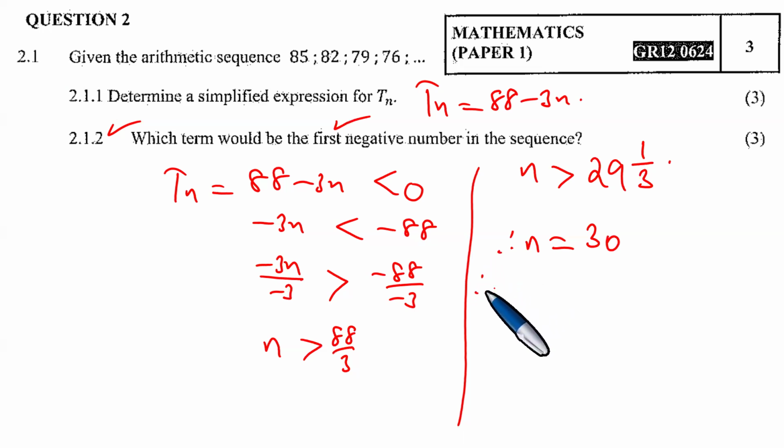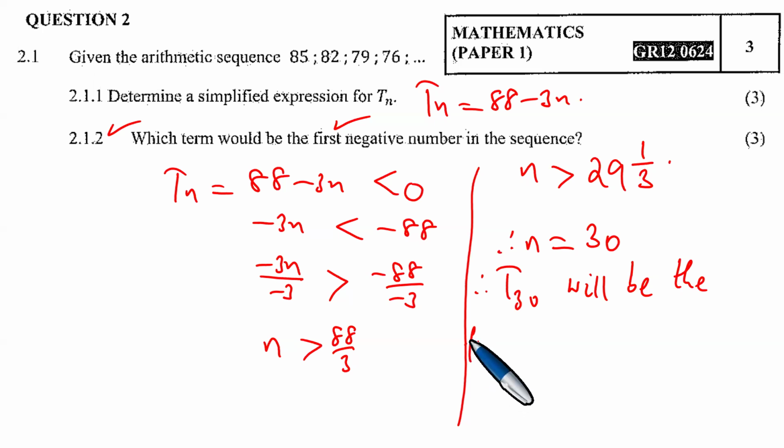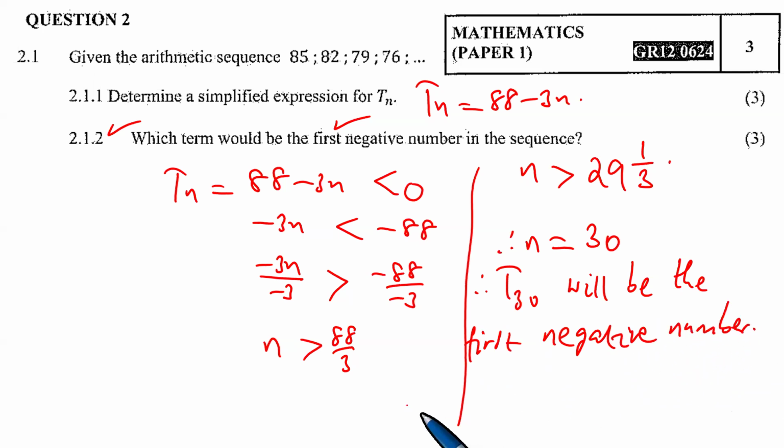Which means we're able to see that T30 will be the first negative number. We proceed to the next question.